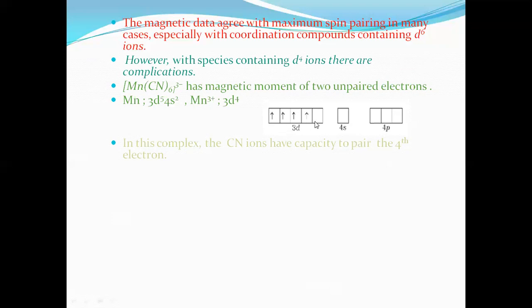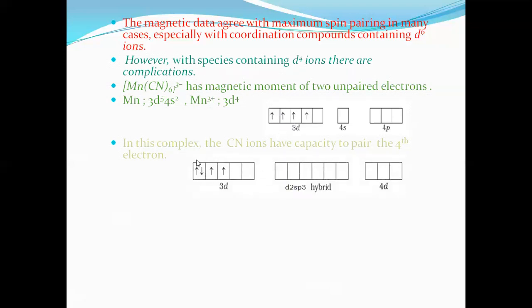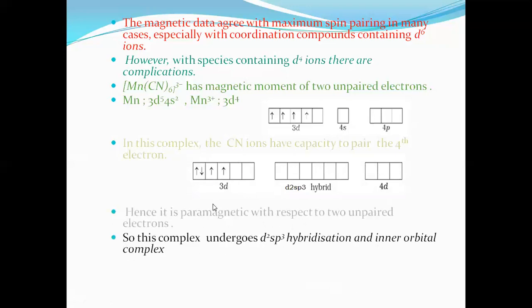Pairing takes place only from the last two orbitals. Now the question: does this electron undergo pairing or not? Since the approaching ligand is cyanide, the unpaired electron present in the fourth orbital gets paired. So there are two unpaired electrons left. Hence the complex is paramagnetic with respect to two unpaired electrons.